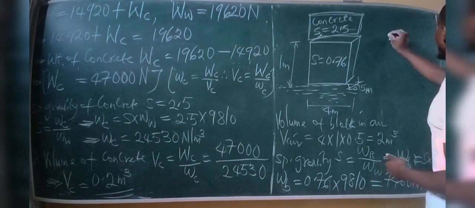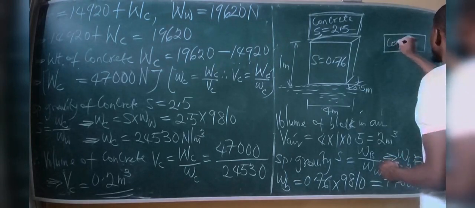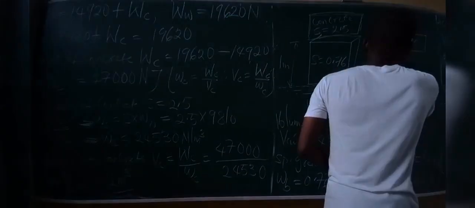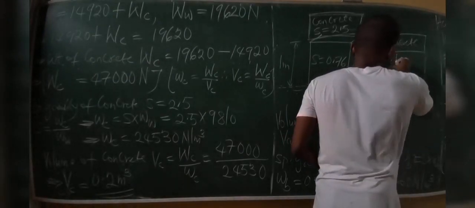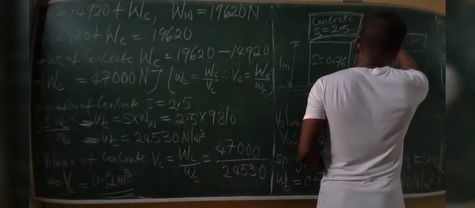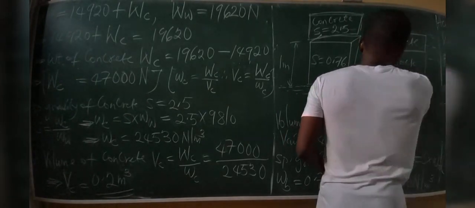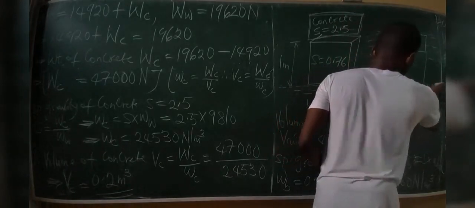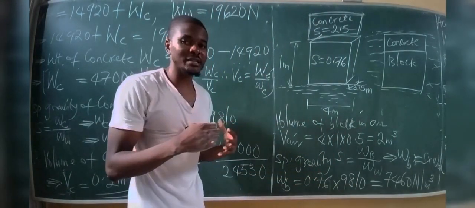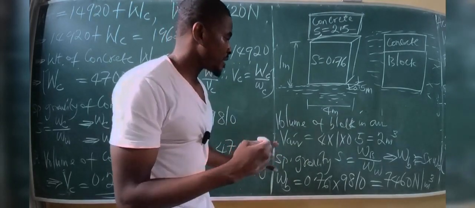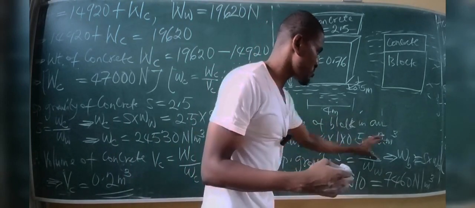So we have now the concrete, and we have the block, both of them completely immersed in water. So this is water now. Both the concrete and the block are now completely immersed in water. In air, this whole condition remains the same. Volume of block in air remains 2 meters cube.